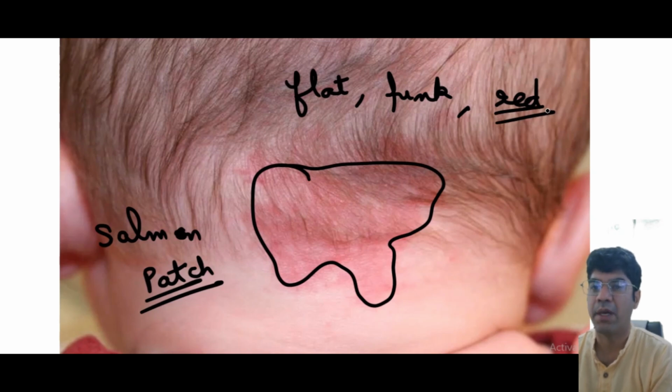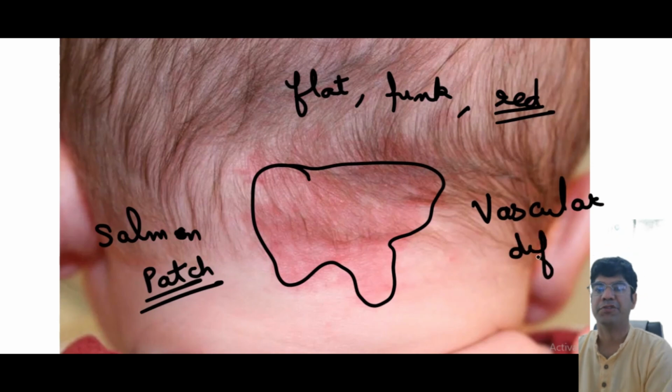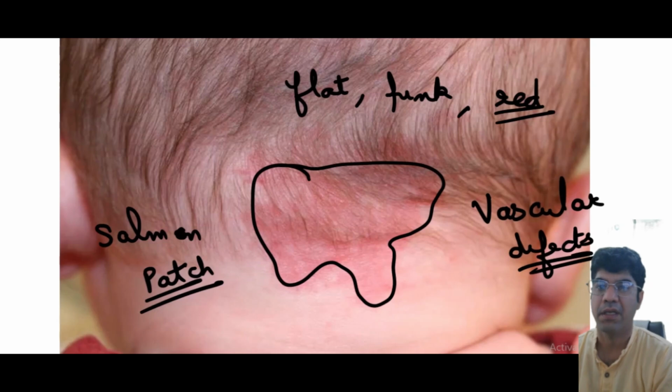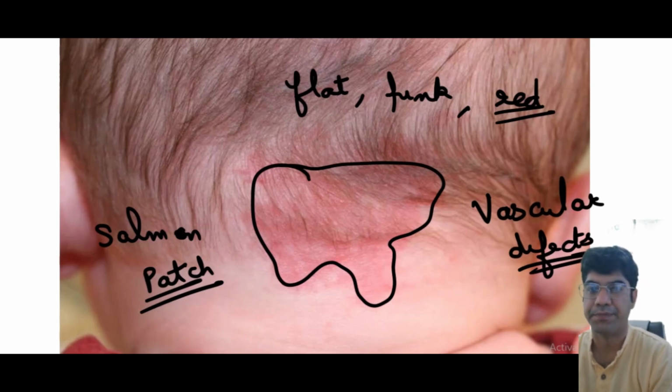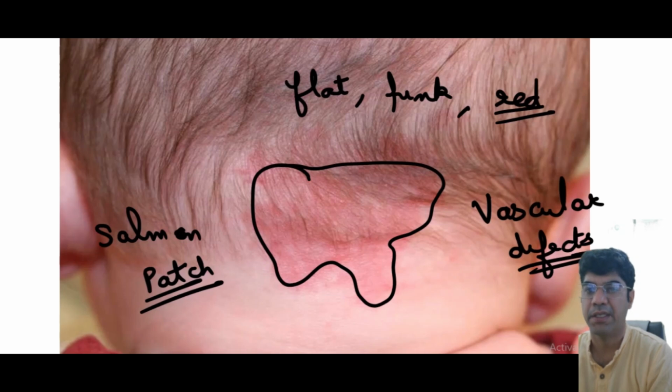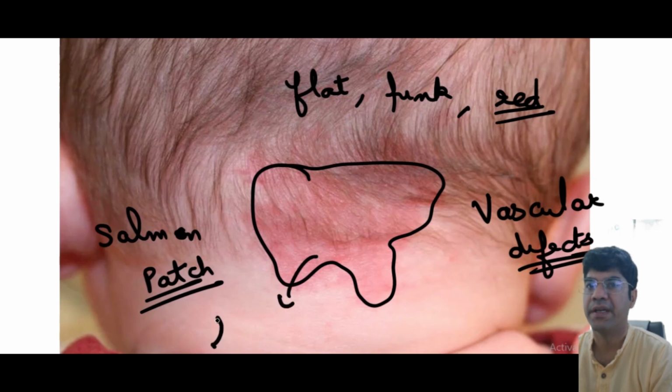Remember, these salmon patches are caused by vascular defects. Specifically, they result from capillary malformation where small blood vessels are more visible under the skin. Commonly seen on the nape of the neck, forehead, eyes, etc. And most of them fade away with time.